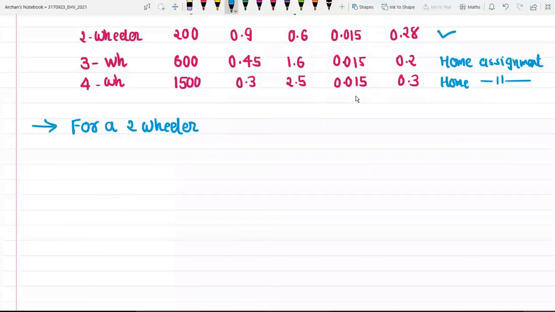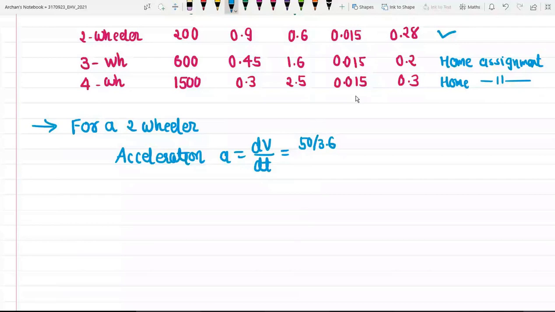Now we know very well how to calculate the acceleration. Acceleration is nothing but differentiation of velocity with respect to time. Velocity is given to you as 50 km per hour. We need to convert it into meter per second, so 50 by 3.6, and initial velocity we are assuming as 0. The difference in time will be 20 minus 0. So the answer we will get is 0.694 meter per second square. So this is the amount of acceleration.